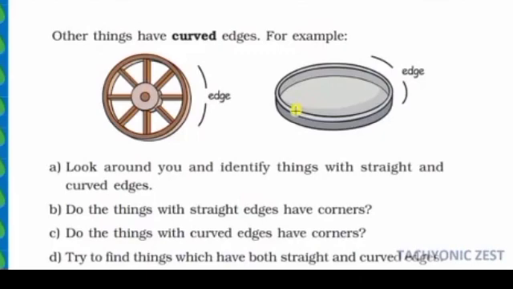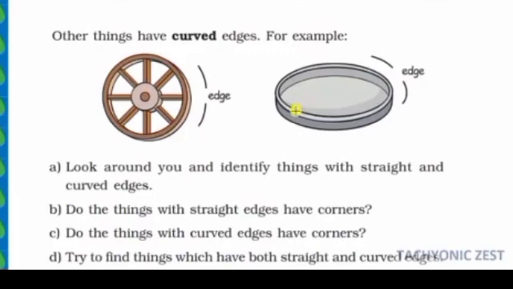Then C. Do the things with curved edges have corners? No. You can see above 2 pictures that have curved edges but no corners. So you can write no.